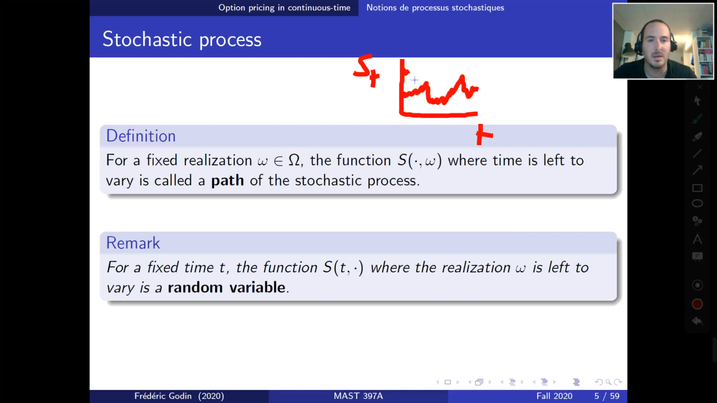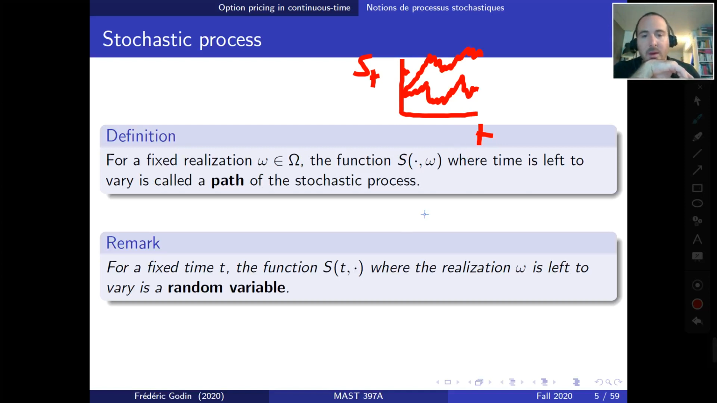Another path could be, let's start at the same place, but another path could be something like that. Okay, so each path corresponds to a possible scenario or a possible random outcome. I say random outcome, omega, but maybe it's clearer if you understand it as a possible scenario.